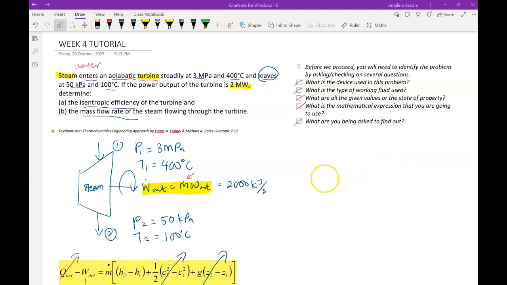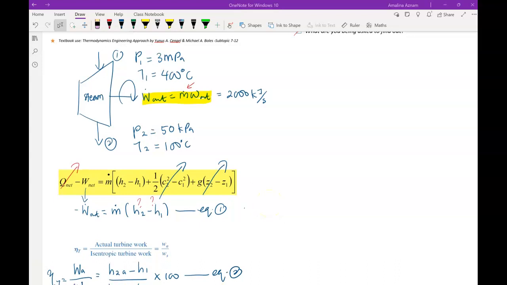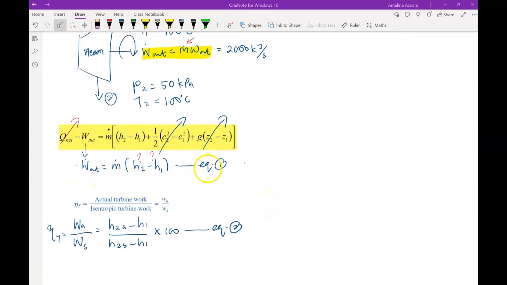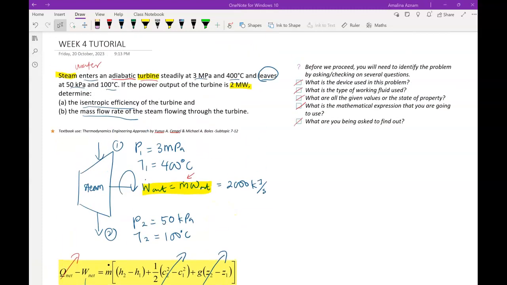We have moved on to how we are going to solve the mathematical expressions. Again, I have rewritten these equations and they become equation 1, and then we have the next equation. This is going to be equation 2, and we are going to make use of these two equations in solving the isentropic efficiency and also the mass flow rate.